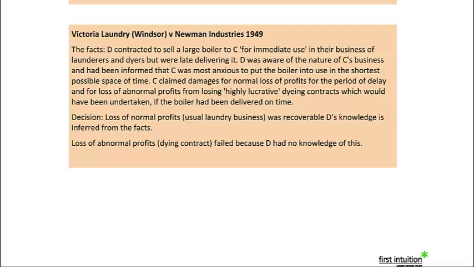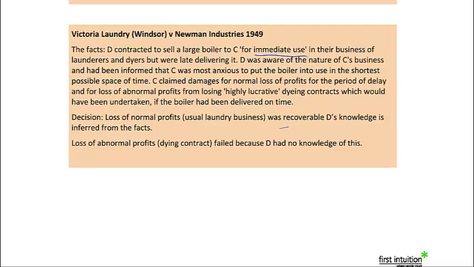Compare that to the case Victoria Laundry. It's very similar, really. In this case, the defendants had entered into a contract to supply a huge boiler for use in a laundry. And they knew that this laundry was needed immediately. It was written into the contract: immediate use. So they knew that the claimant needed the boiler immediately, and they knew that they couldn't actually carry on their business without the boiler. Now, they were really, really late delivering the parts for this boiler, and therefore the laundry, Victoria Laundry, claimed for their loss of profits during the period of delay. Now, the court said that that loss of profits was totally foreseeable, and the defendant should have known about that, and therefore it could be recovered from the defendant. So Newman were liable for the loss of profits.